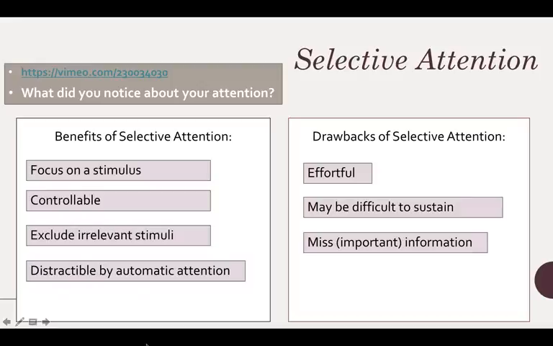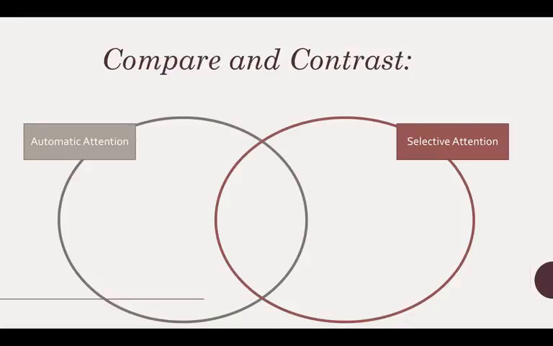But at the same time, you can think about it from an evolutionary perspective, right? It's really important that if something really big, important, potentially dangerous is happening, it needs to be able to draw my attention away. That's the evolutionary adaptiveness of automatic attention. And so now that we've understood how selective attention works more specifically, I want to compare and contrast automatic and selective attention a little bit.